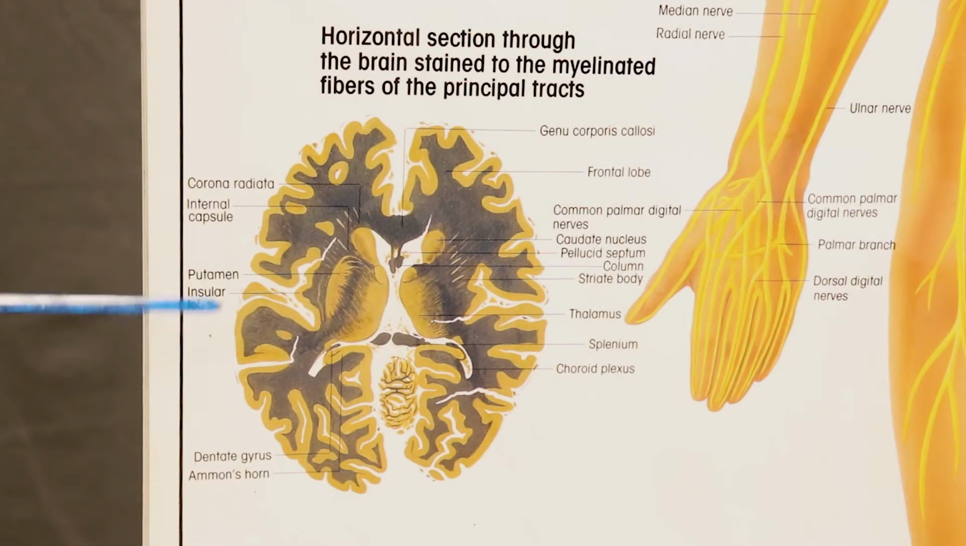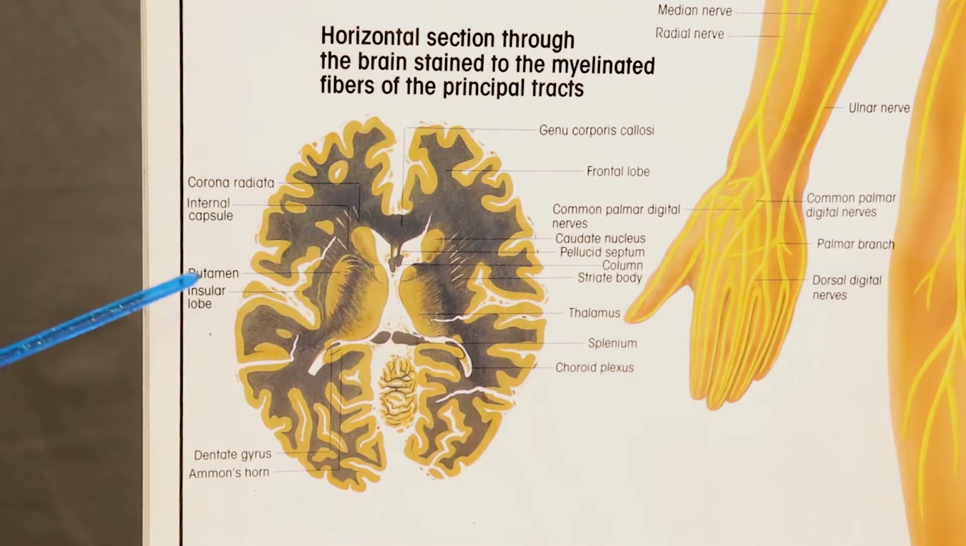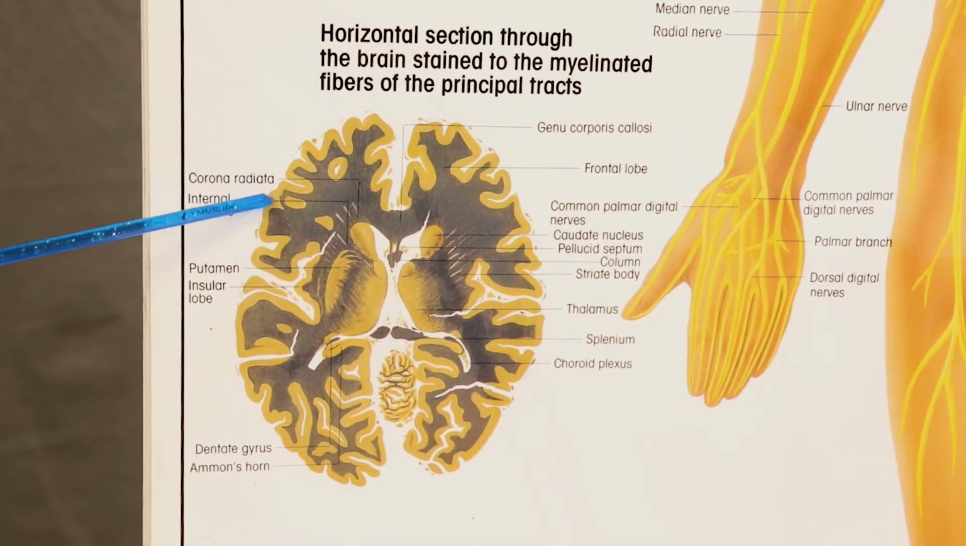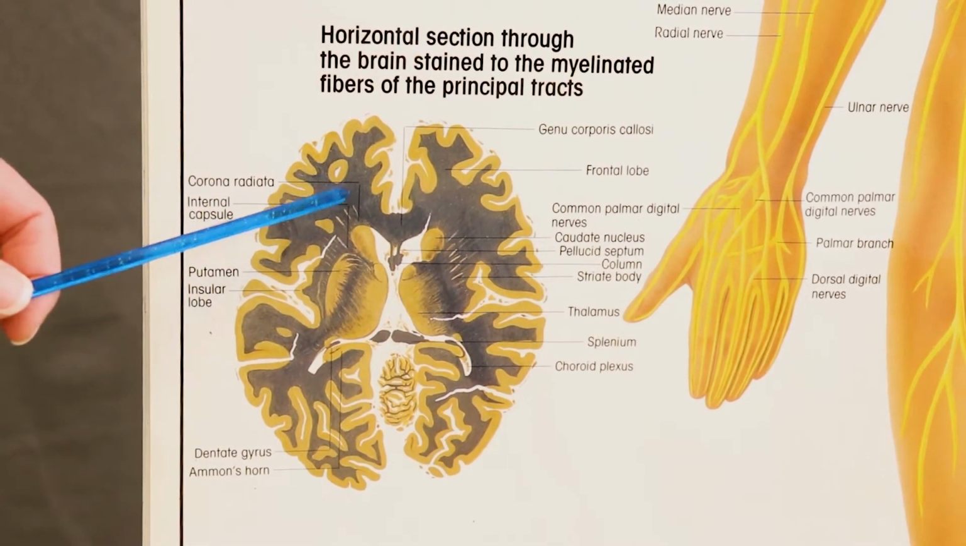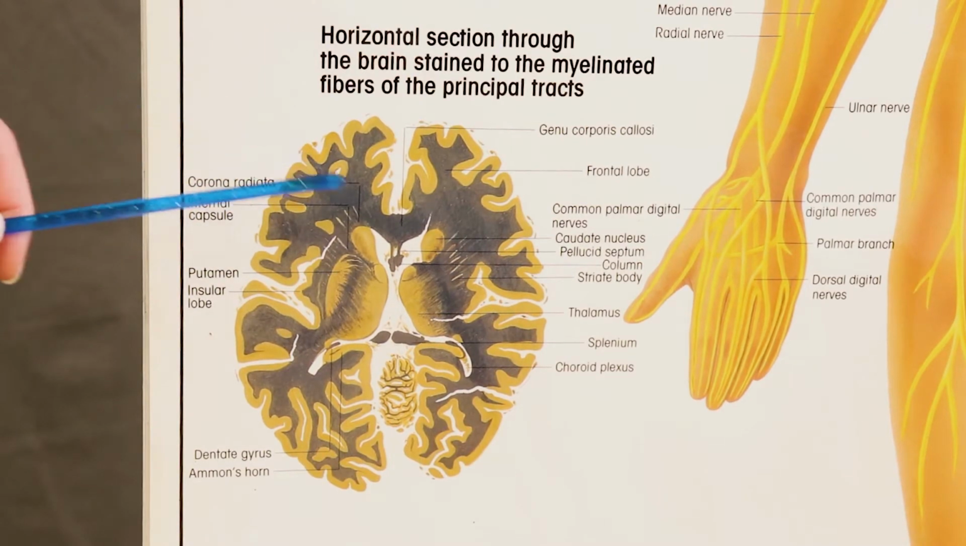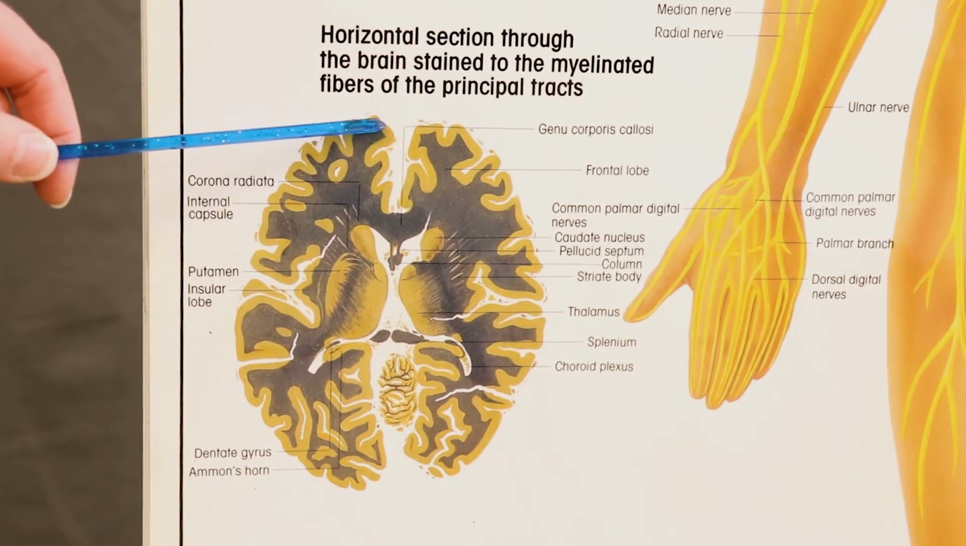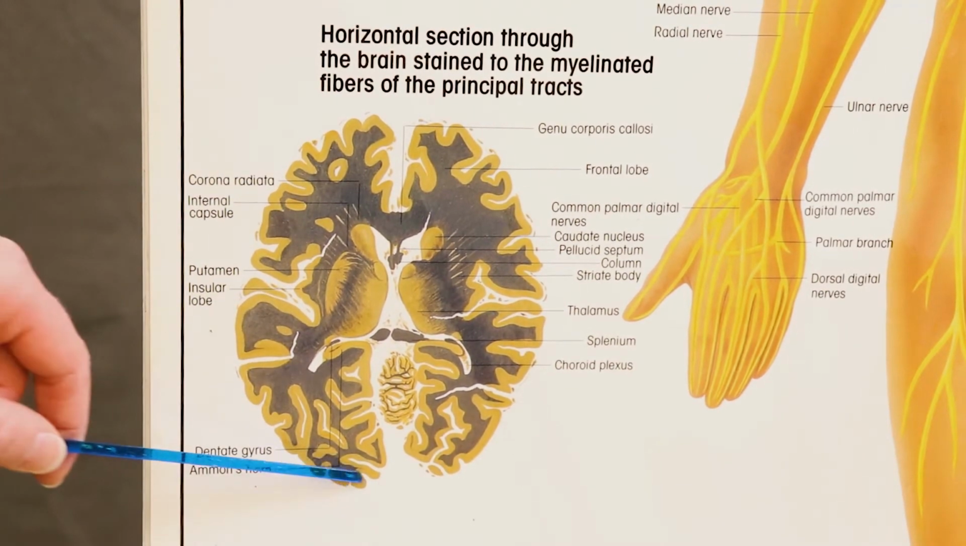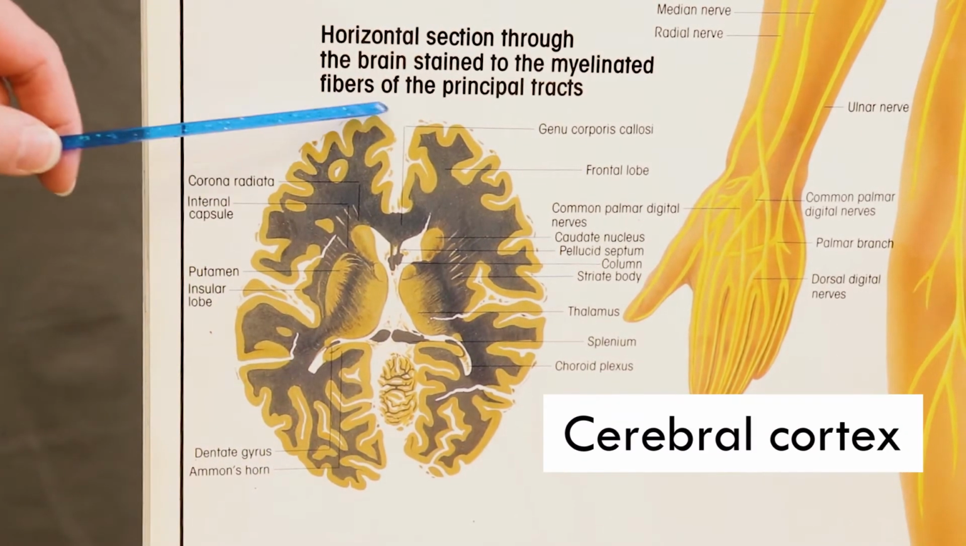Here we're looking at a transverse section of the cerebrum, and they've stained this a little bit differently than we're used to seeing it. So the gray matter is actually looking more white here, and our white matter is looking more gray. But what we can see here is that we've got this rim of gray matter all the way around the cerebrum. This is the cerebral cortex.